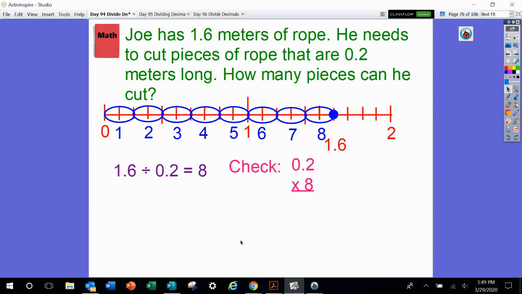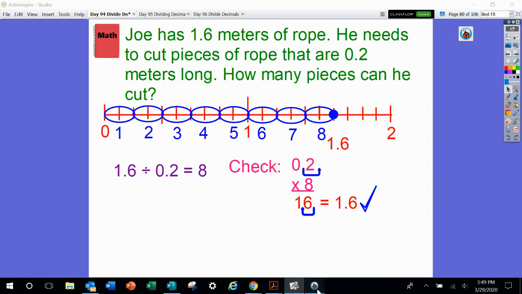Just like always, we want to check our answer. So let's take our divisor or our quotient, either one on top, doesn't matter. 2/10 times 8 gives us 1 6/10. So the correct answer here was 8.